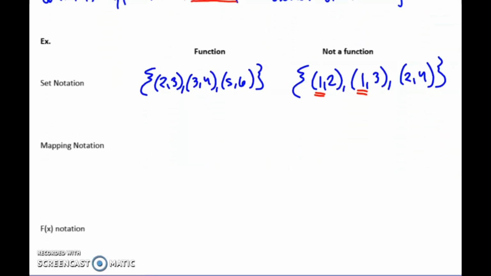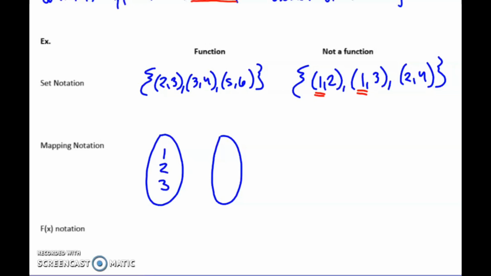All right, so another type of notation for the same thing is what we call mapping notation. So I'm talking about a completely different relation here. We use kind of ovals to represent the domain and the range, and I'm just going to make some stuff up here. I'm going to draw arrows to indicate what is mapped to what. I'm going to say 1 is mapped to 4, 2 is mapped to 4, and 3 is mapped to 5.